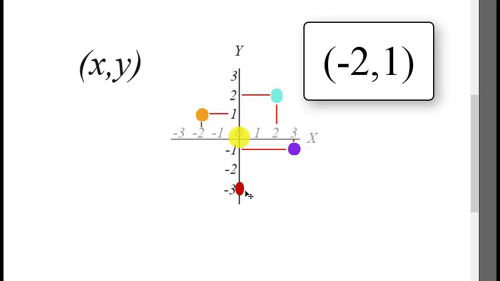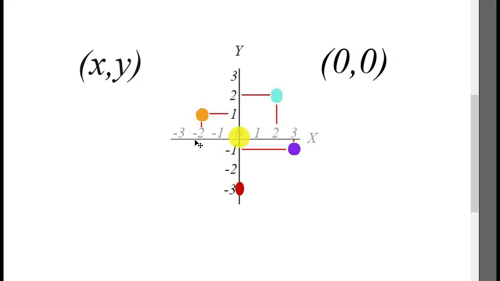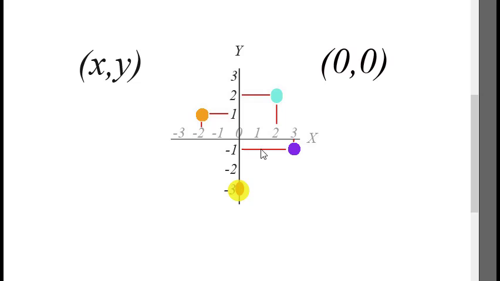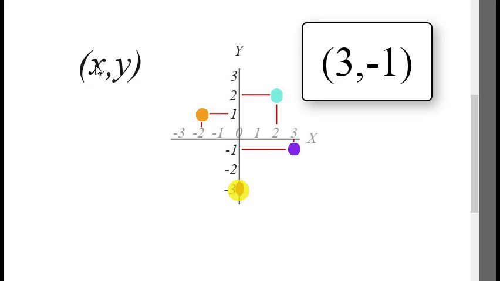If you were to plot the red dot, the x-coordinate would be 0, because you can see it's still on the 0 coordinate. And the y would be minus 3. So this would be 0 here and minus 3 right here. The purple dot right here on the x-coordinate is 3, and the y-coordinate is minus 1. So it would be a 3 here and a minus 1 here.